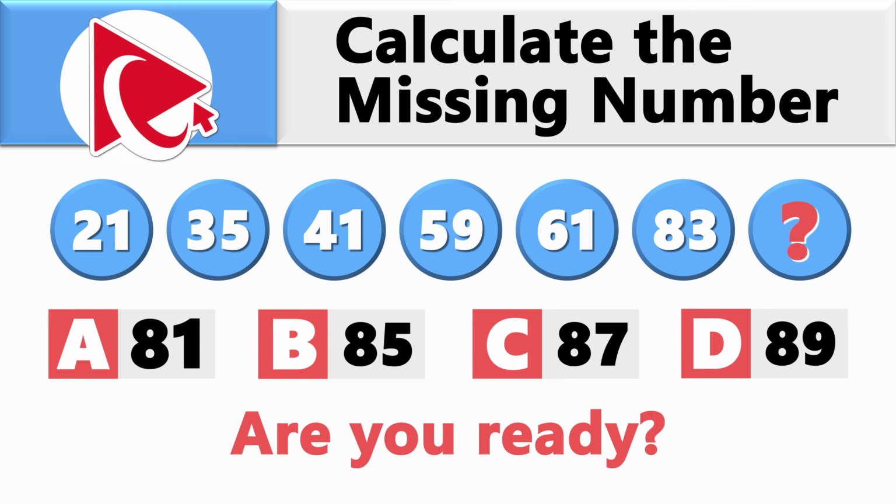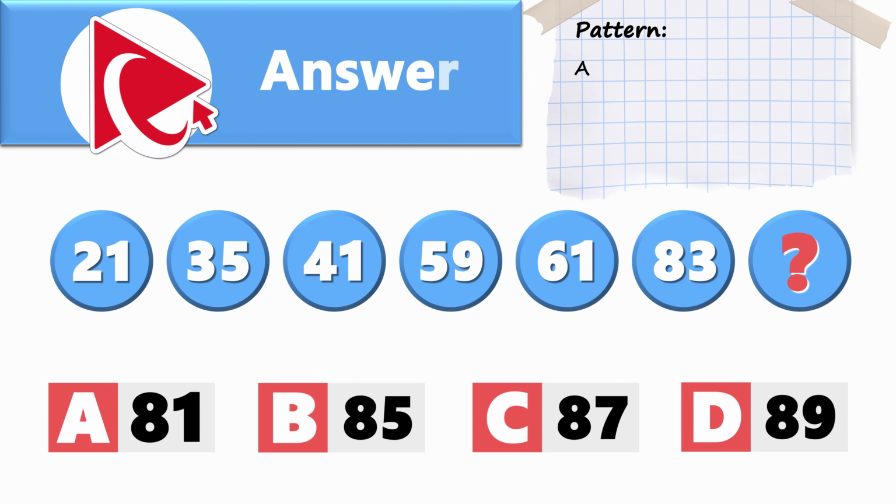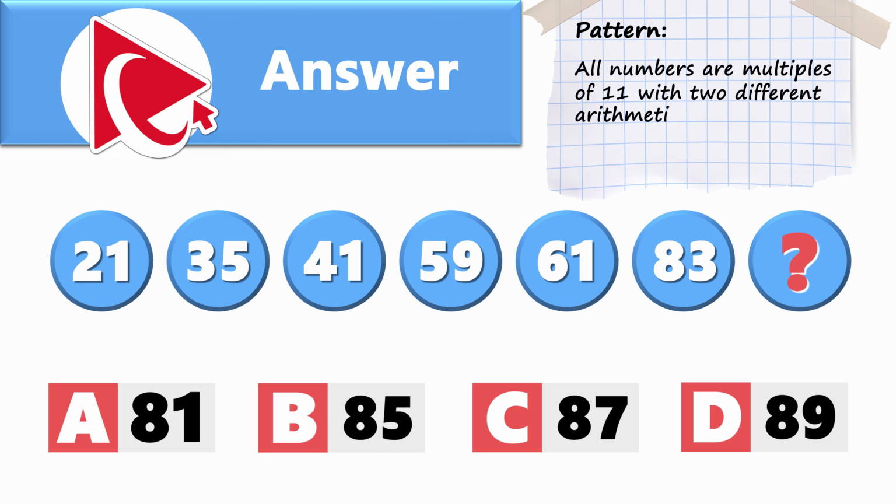Are you ready? Let's dive in and unravel this challenge together. I'll share with you my solution, and if you have a better way to solve it, please make sure to post in comments. What's interesting about this problem is that all numbers you see on the screen are multiples of 11, with 2 different arithmetic operations applied based on the sequence. Let's look at the existing items to better understand the sequence.